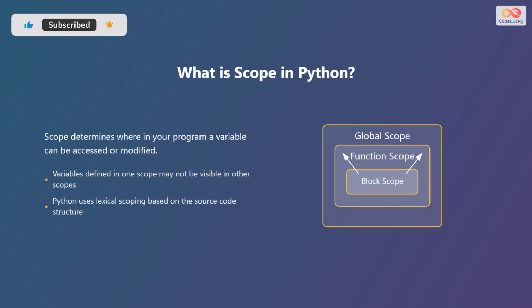Scope determines where in your program a variable can be accessed or modified. Variables defined in one scope might not be visible in other scopes. Python uses lexical scoping, which is based on the structure of the source code itself. Understanding scope is crucial for writing clean and maintainable code.